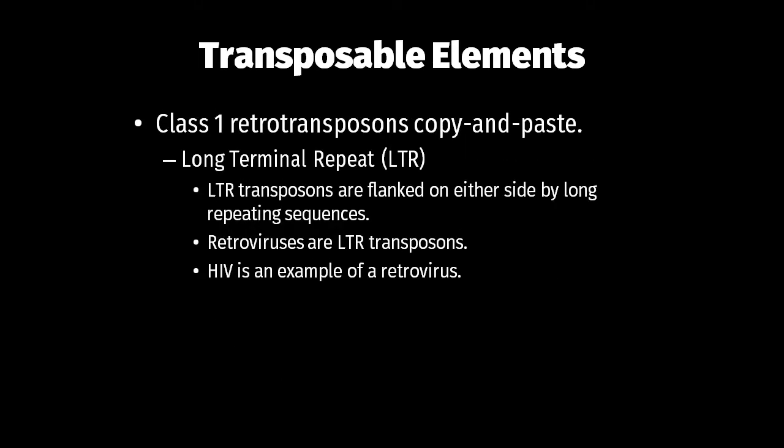Anyway, there are two subtypes of Class I retrotransposons called long terminal repeat, or LTR, transposons and non-long terminal repeat, or non-LTR, transposons. LTR transposons are so named because they are flanked on either side by long repeating sequences. Retroviruses are viruses that insert themselves into the host's genome and are classified as LTR transposons because they share many of the same characteristics. Retroviruses are basically LTR transposons that encode for a protein envelope allowing movement between cells. HIV is an example of an LTR transposon.